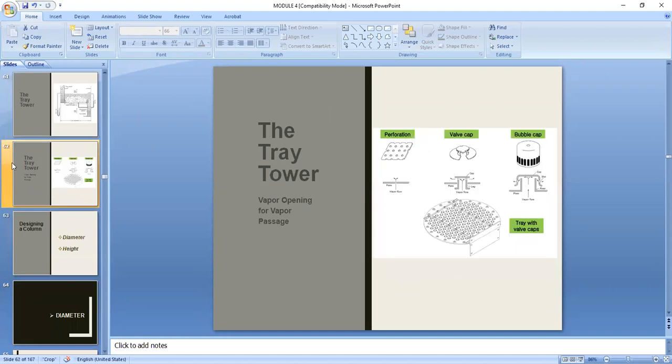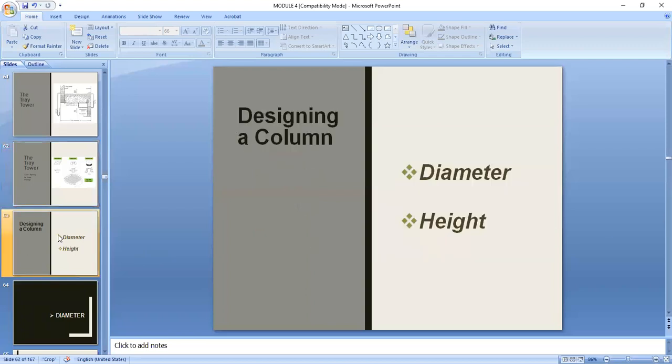As for the tray tower, the openings can either be in the form of perforations, in the case of the simple sieve tray tower. It can also have valve caps. It can have bubble caps. And this is an example of a tray with valve caps. You'll be able to see videos on this on YouTube, on how these different types of openings in your tray tower operate. Now let's go to the design of the column.